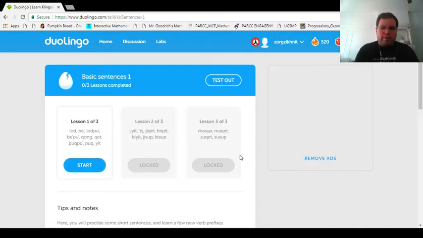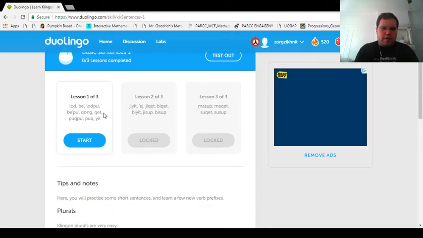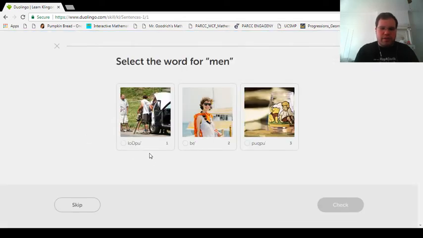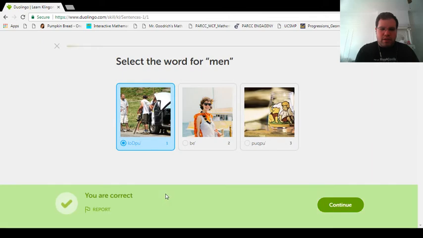Okay, basic. Okay, this is going to be very fun. This is going to be very fun indeed. Okay, select the word for men. It'll be lodpu.